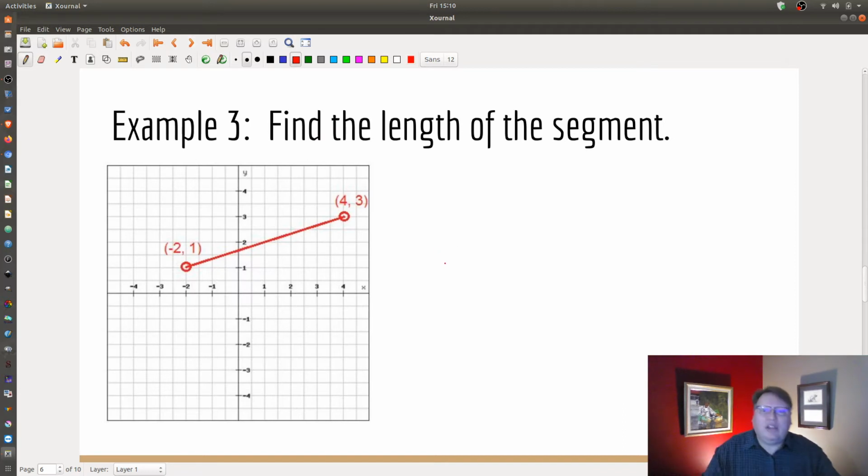So here I want to try another one. I want to find the length of this segment. And for this one, let's just do Pythagorean theorem, okay? So we're going to draw our right triangle. So let's do this and draw this down. Again, that's a right triangle because that's a 90-degree angle. And I'm going to count the sides. I have 1, 2, 3, 4. And 1, 2, 3, 4, 5, 6, 7, 8, 9, 10, 11, 12. Wow.